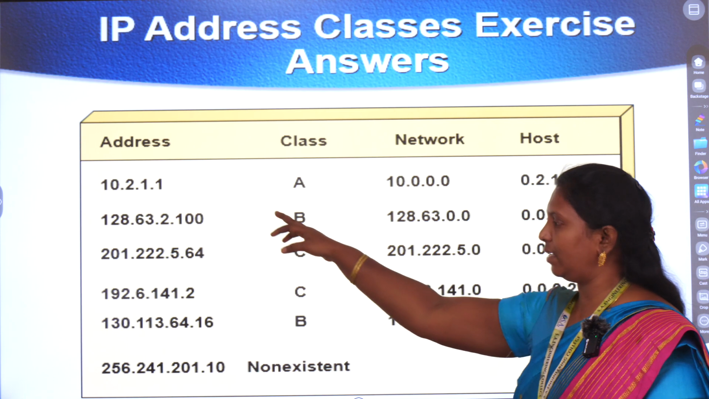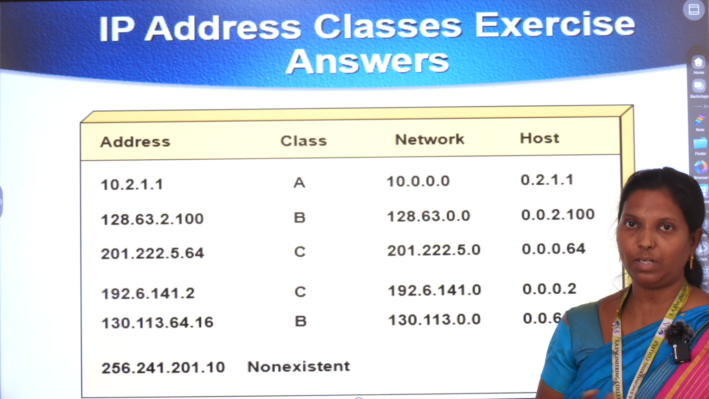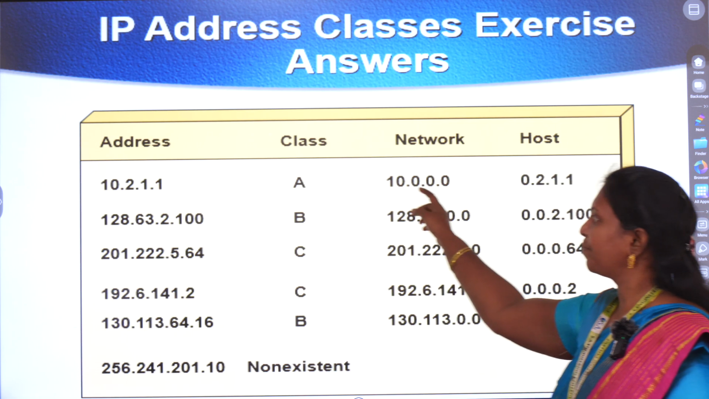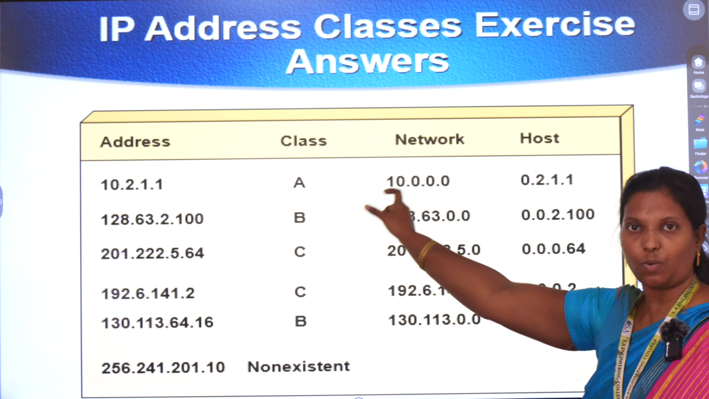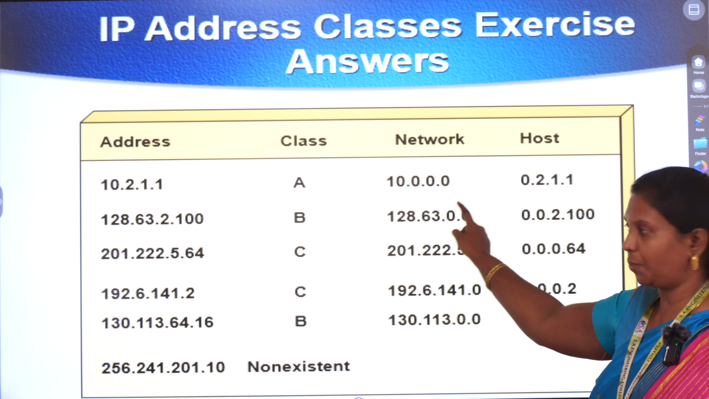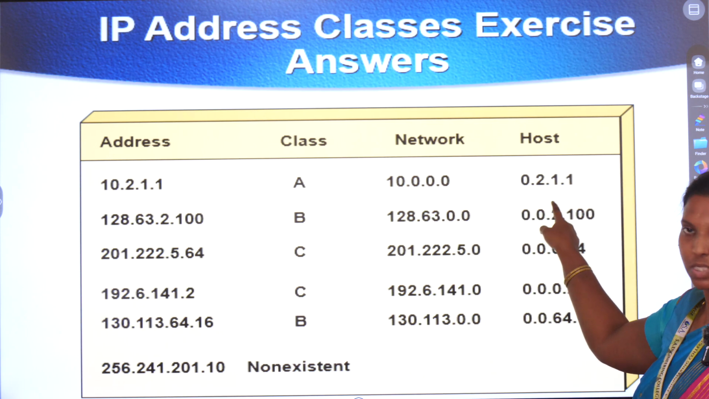As you know, 10 starts within 1 to 127, so we can reach the class A. So this is class A, and this is our network. Since it is class A, we have a network with 8 bits. So 10.0.0.0 is the network, and the other parts are the host ID.